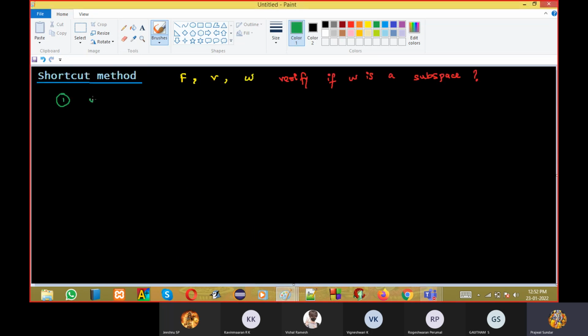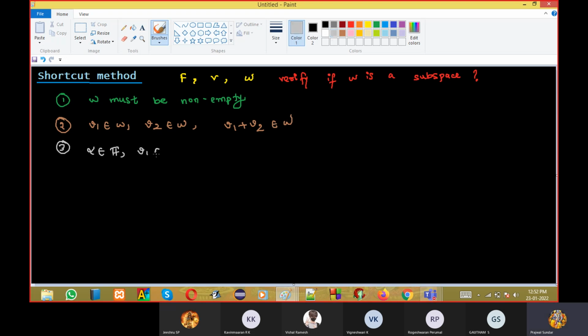First condition: W must be non-empty. Second condition: suppose vector 1 belongs to W and vector 2 belongs to W, I should get vector 1 plus vector 2 also belongs to W. Third condition: if alpha belongs to the field and vector 1 belongs to W, I should get alpha times vector 1 belongs to W. Only these 3 conditions are enough.